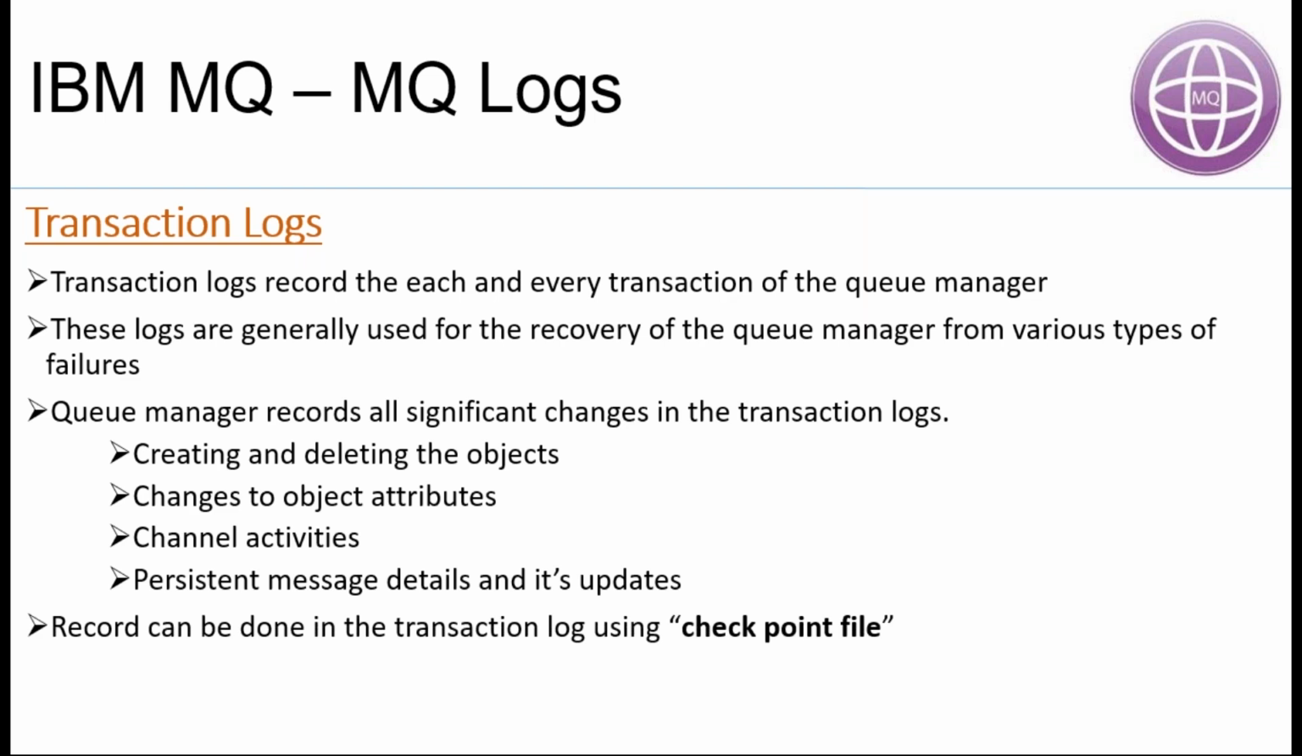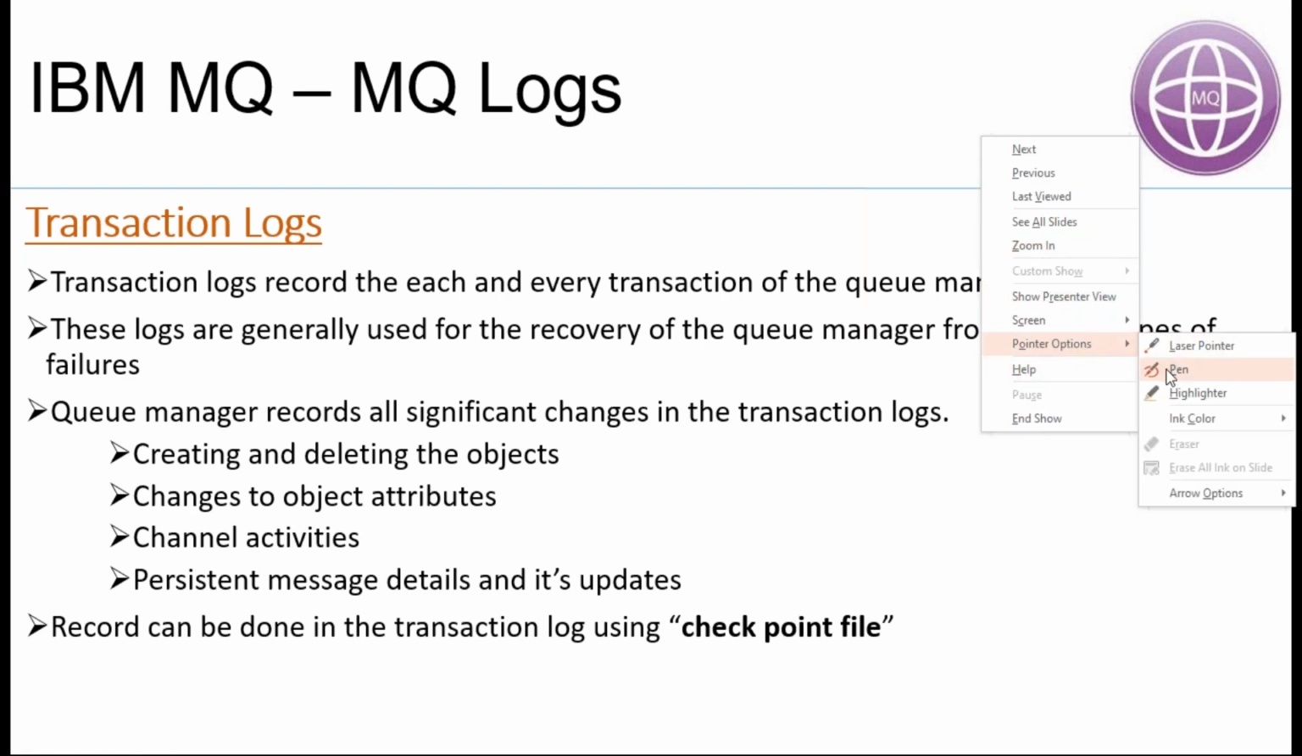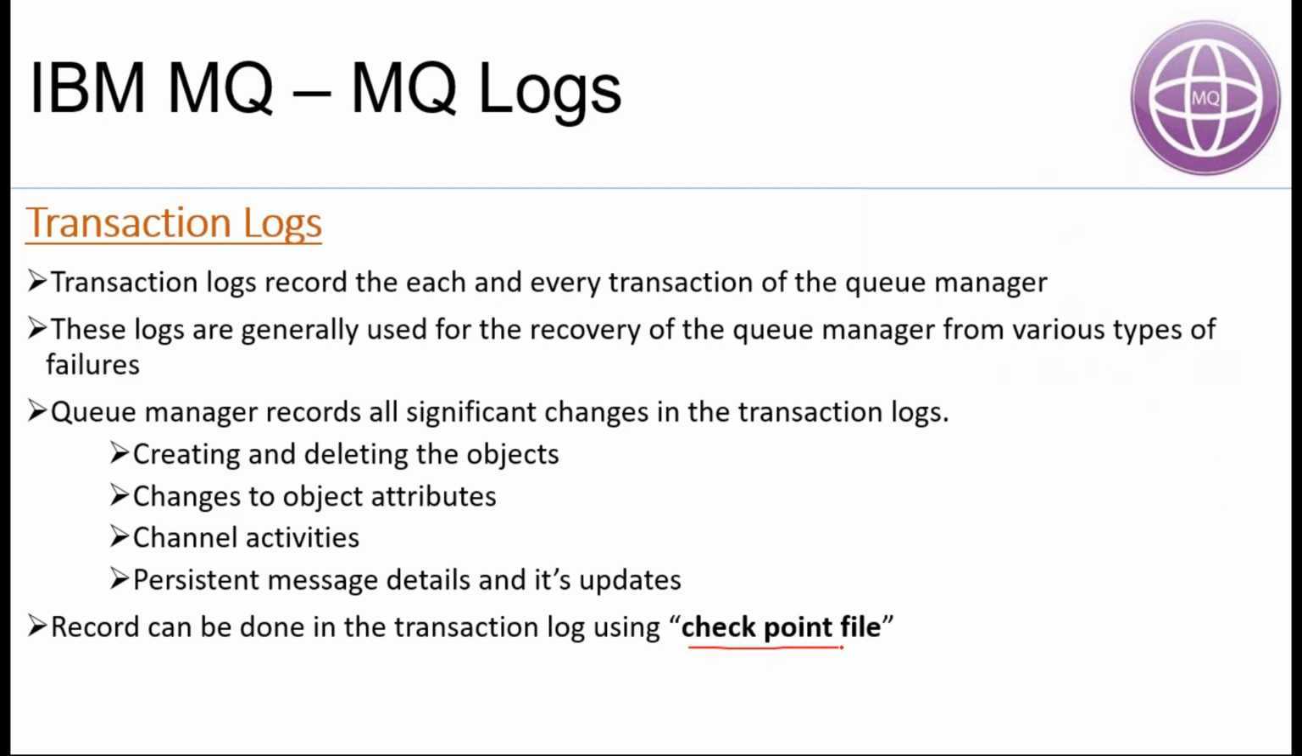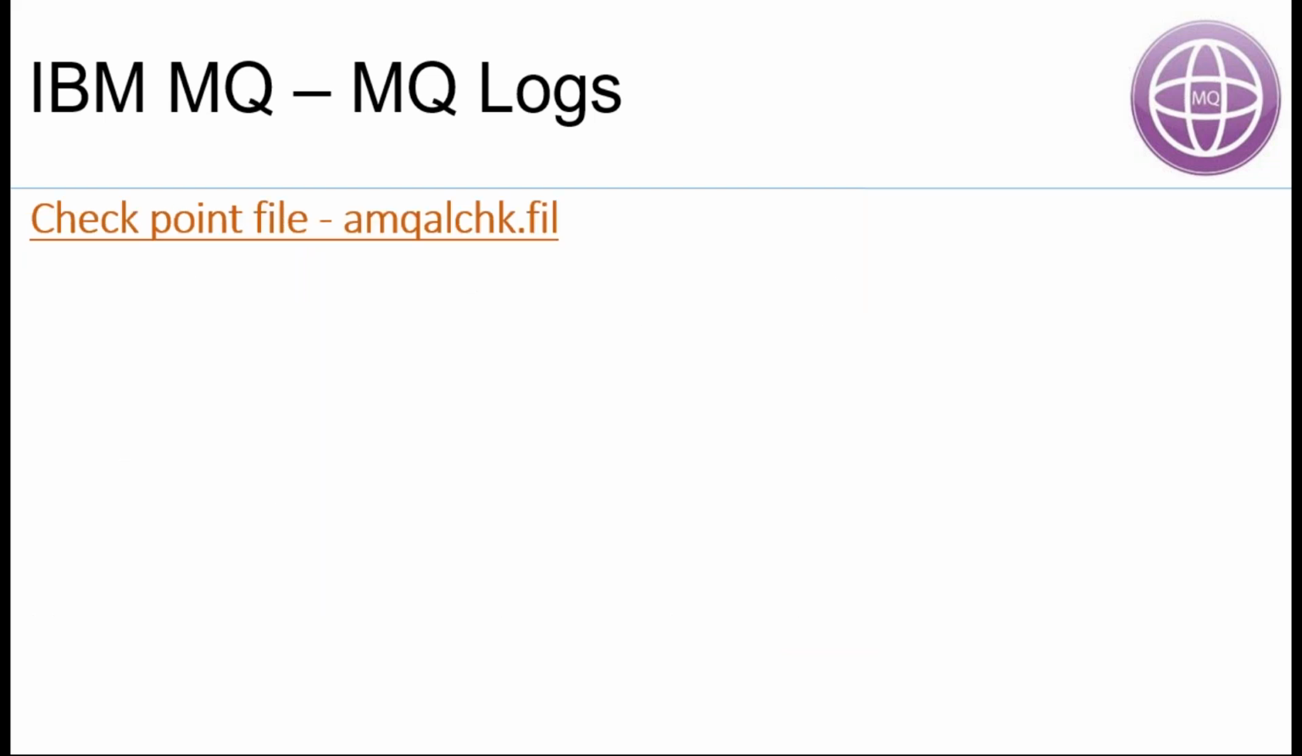So recording in the transaction log is done using a checkpoint file. In MQ, for every queue manager, there is a file called the checkpoint file. With the help of this checkpoint file only, the queue manager is able to record all its transactions in the transaction log files. So this checkpoint file plays a really crucial role for a queue manager. Now let's see what a checkpoint file does, what its exact duty is.